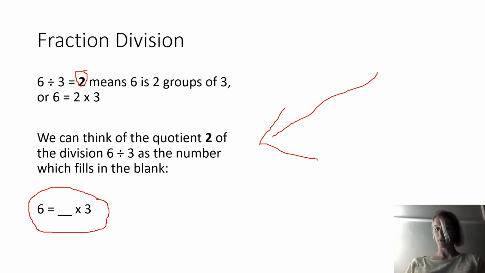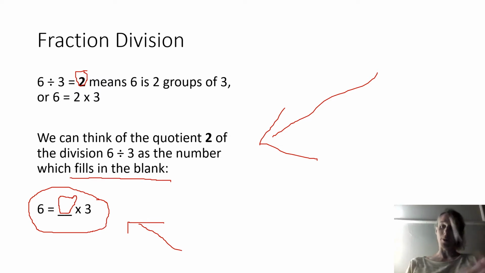6 is what times 3? 6 is how many groups of 3? And it's two groups of 3. So we can think of the quotient as the number which fills in the blank. And this is going to be the crucial part of the first explanation of fraction division. This is one way of thinking about division for whole numbers, and it's equally good to think of division as filling in the blank for division of fractions. That's how we're going to explain division of fractions the first way.